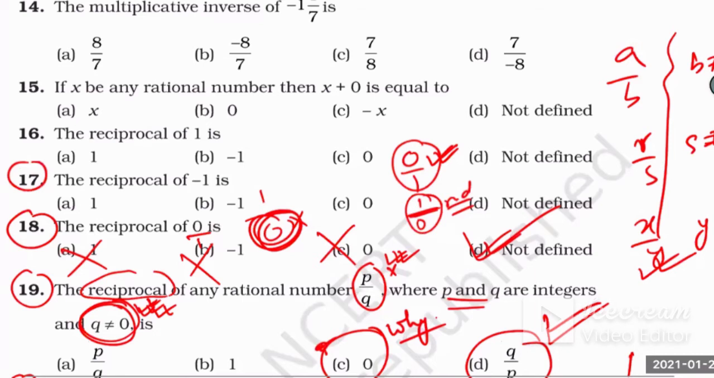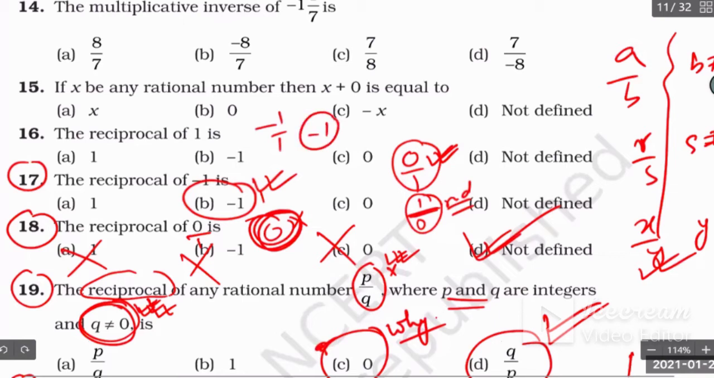Minus 1. Why is it not defined? Minus 1 by 1, if you take the reciprocal, it will be minus 1. There are two numbers which have the same reciprocal: minus 1 and 1. Minus 1 and 1 have the same reciprocal. Okay? Question number 16, class 6.